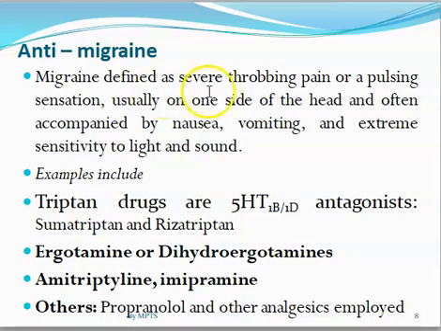Antimigraine, of course, you know that migraine is severe throbbing pain or pulsing sensation, usually on one side of the head and often accompanied by nausea and vomiting or an extreme sensitivity to light and sound. Of course, all of us know migraine, a difficult to treat headache. Examples: we have the triptan drugs, which are serotonin 5-HT1B agonists. Examples: sumatriptan, and ergotamine, which is an ergot alkaloid. Amitriptyline is also used. Others can also be used. Remember, these are short presentations. I'm sure you can get more information, or you can contact us for more clarity.